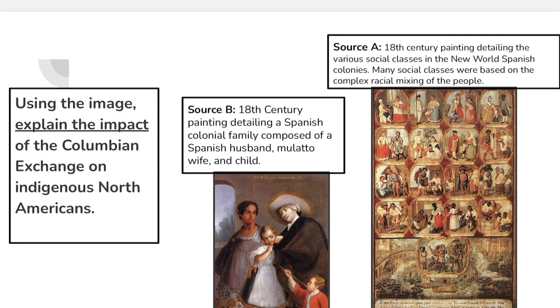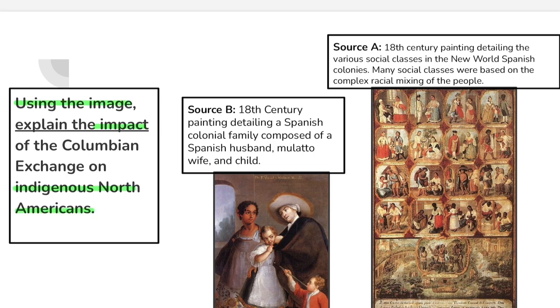So now we're going to do this again. We're going to look at two different images and use them to back up our claim. So in this prompt, again, it says using the image, so you have to use it. Explain the impact of the Columbian Exchange on the indigenous North Americans. Same prompt. So we're doing the same historical thinking skill, and we're still focusing on the Native Americans.